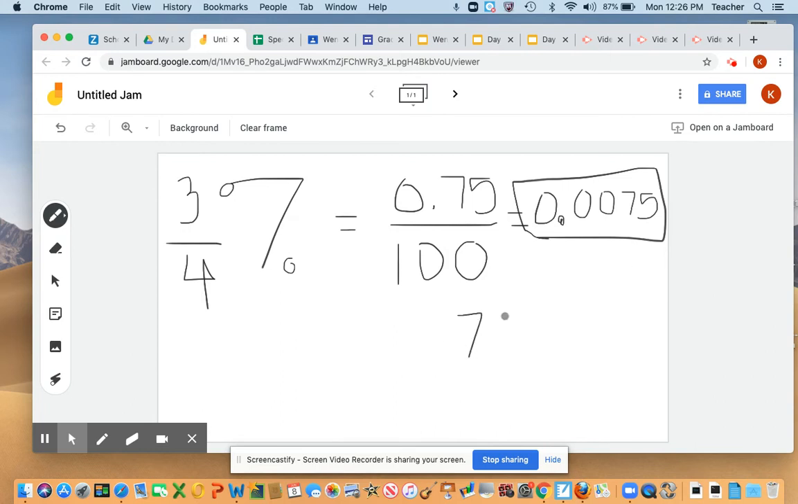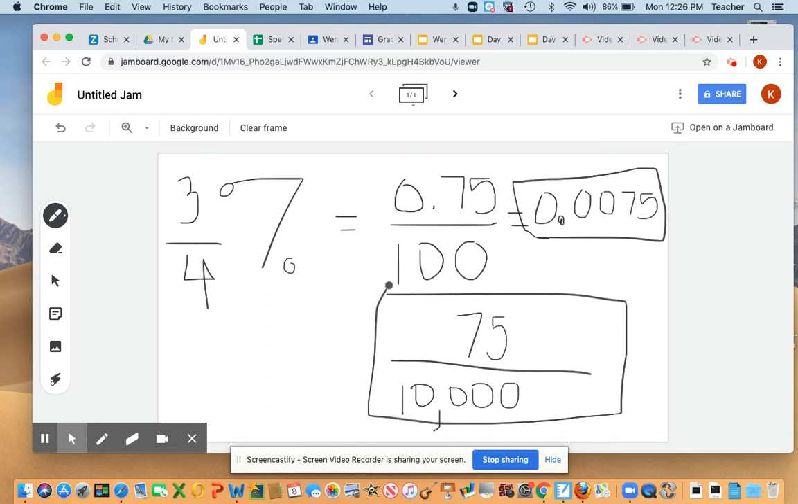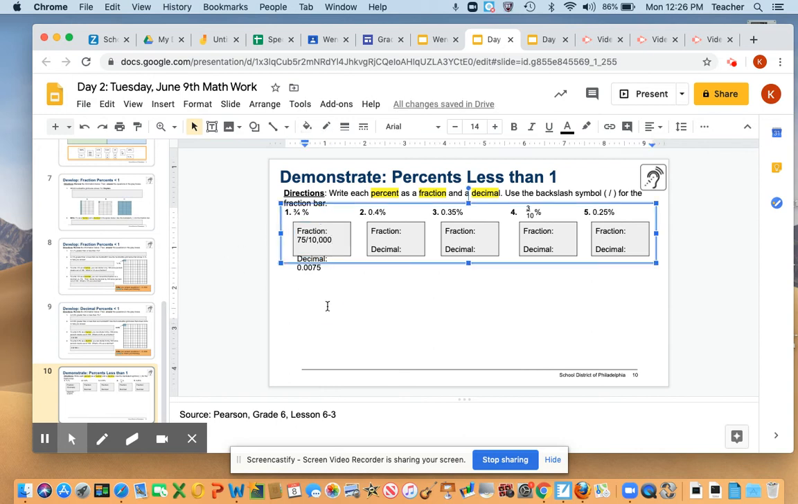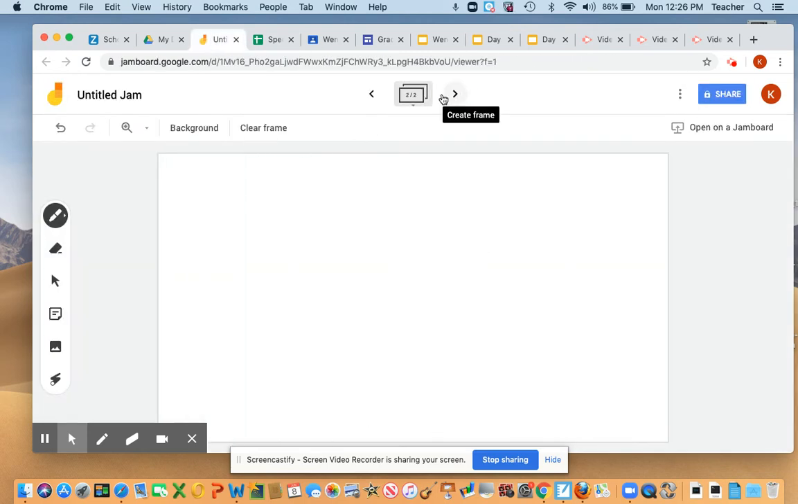So 75 10,000ths. So 10,000 has to be my denominator. And here is my fraction, 75 over 10,000. So let's type that in. 75, remember I'm using my backslash as my fraction bar, over 10,000, and I'm finished there. Next up is 4/10. So let's get a new piece going.